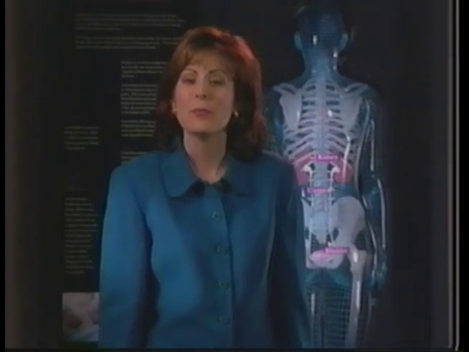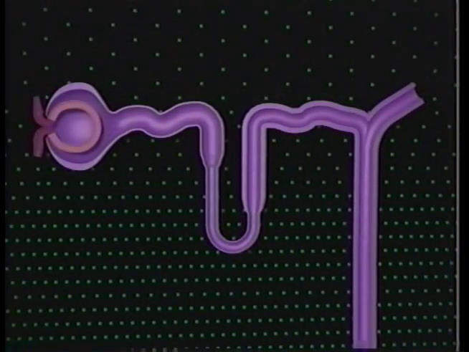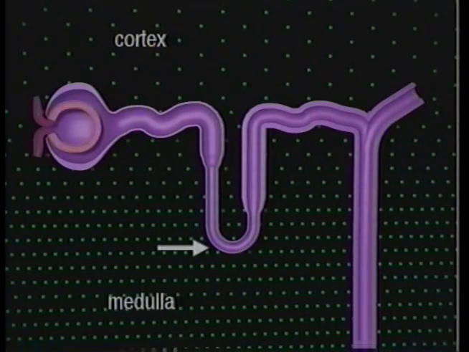Welcome back. Now that we understand the basic processes of filtration, reabsorption, and secretion, let's look at the role of the loop of Henle in producing the highly concentrated urine that helps the body conserve water. The concentration of solutes in interstitial fluid is greater at the bottom of the loop of Henle near the turn than at the top. This concentration gradient within the medulla affects how much water leaves the tubular fluid as it travels along the DCT and collecting system.